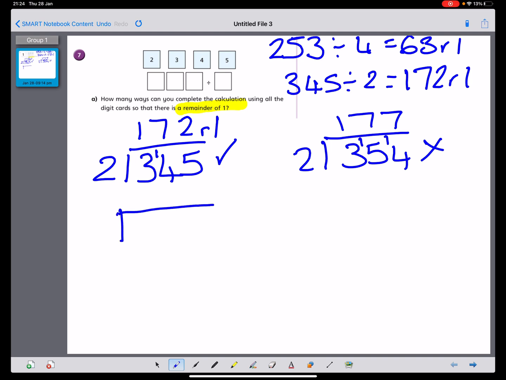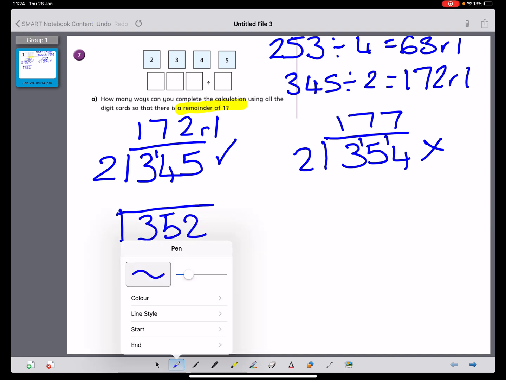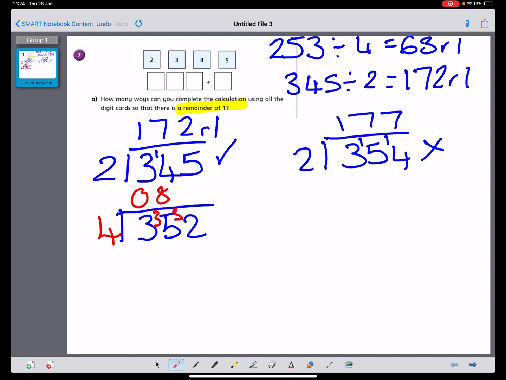Okay, this time I'm going to have 3, 5, 2. Let me switch the colour so you can see the difference. I've not used my 4, so that's going to be my divisor. 4s into 3 don't go. 4s into 35, we found out earlier, go 8 with 3 left over. 4s into 32 go 8. That does not work.